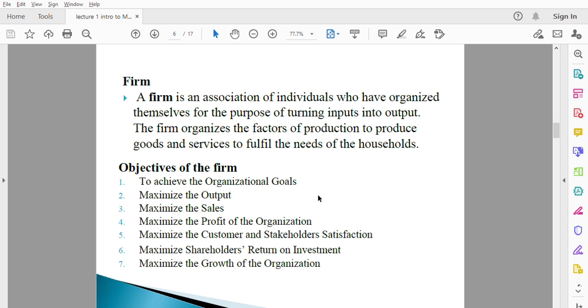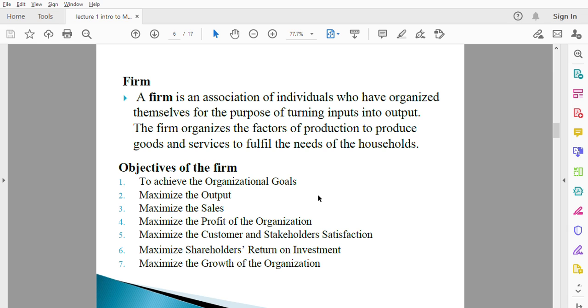If you remember the circular flow of income you did in economics, firms are responsible for producing goods and services and households will buy them. That is a firm. So a firm is an association of individuals who have organized themselves for the purpose of producing goods and services to fulfill the needs of households.